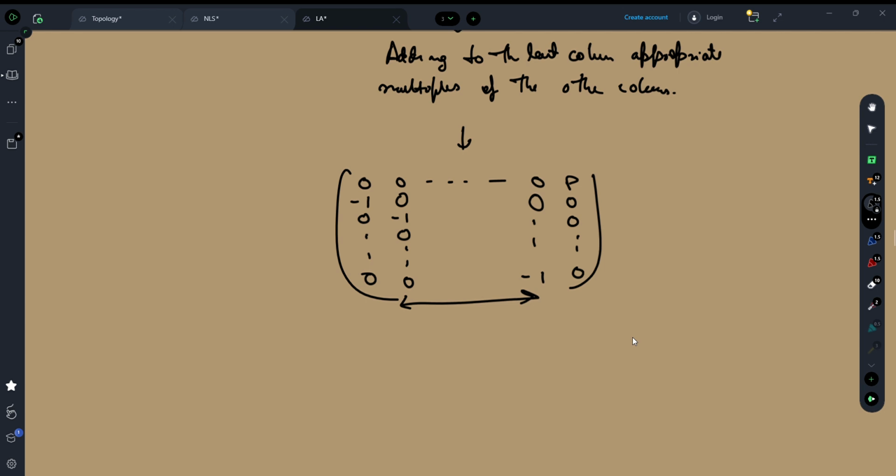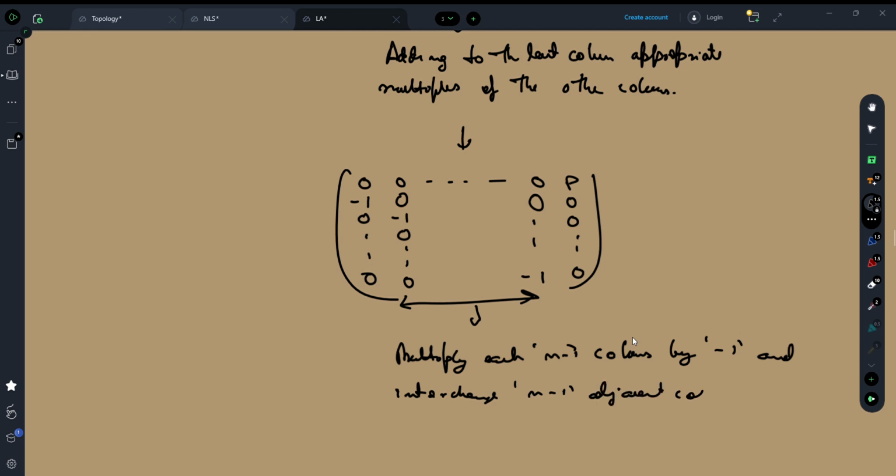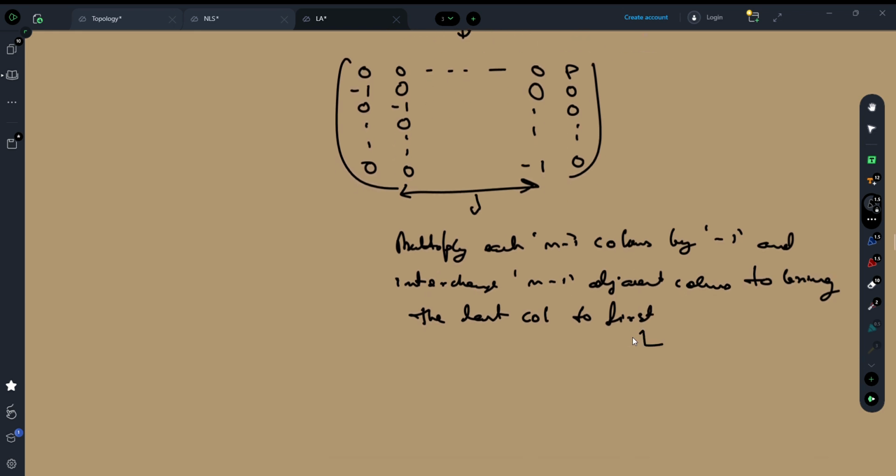Now what we typically do is that we multiply each of the first n minus 1 columns by minus 1. Okay. So multiply each of the n minus 1 columns by minus 1 and interchange the adjacent columns, interchange the n minus 1 adjacent columns to bring the last column to the first column.